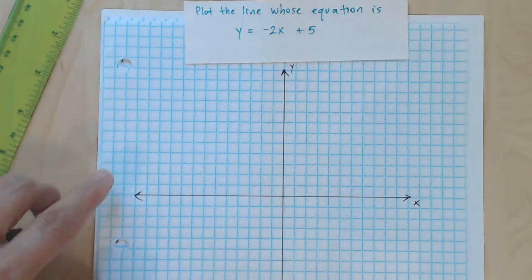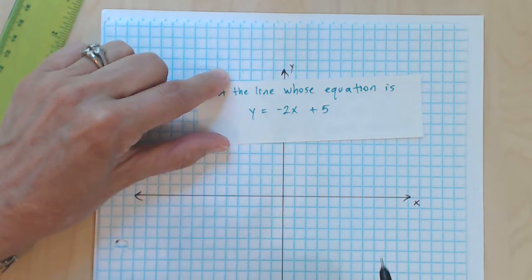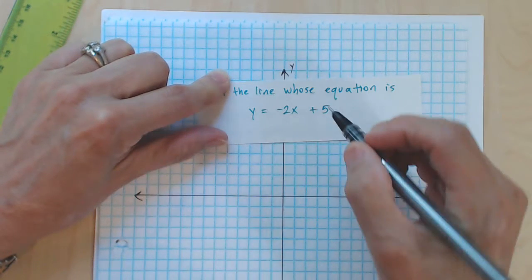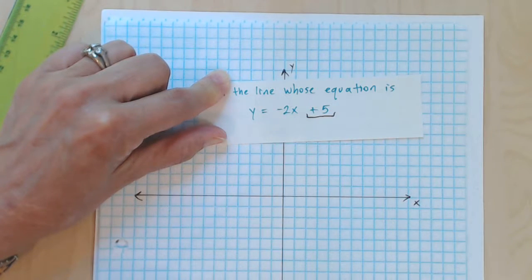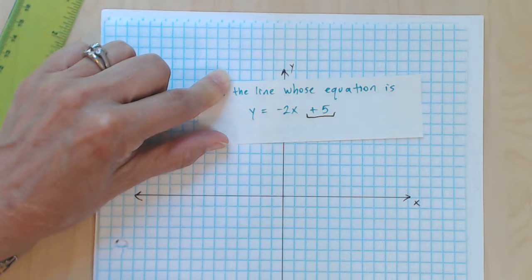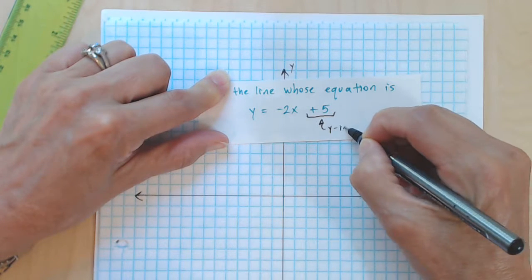Next, we need to look at our equation and use the information given to us. This component here, plus 5, we'll take as a positive 5, is the y-intercept, in other words, the point where our line crosses the y-axis. So this is the y-intercept.